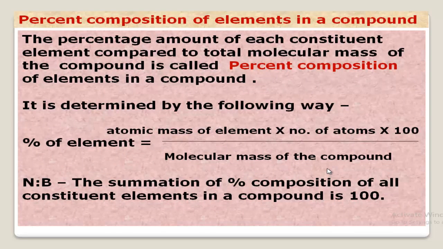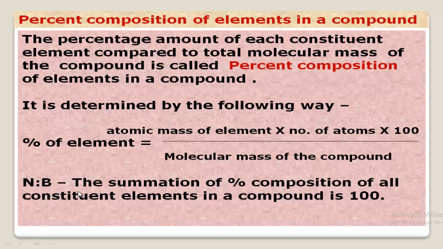The percentage amount of each constituent element compared to the total molecular mass of the compound is called percent composition of elements in a compound. It is determined in the following way: percentage of element equals atomic mass of element times number of atoms times 100 divided by molecular mass of the compound. So percentage of element is actually the percentage amount of this element compared to the total mass of the compound.